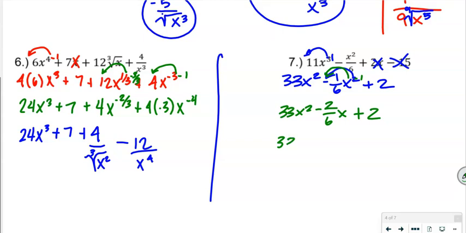So this is going to be 33x squared. And this can be reduced to minus x. It would be 1, right? Okay, maybe I should do that first so you guys can see it. Minus 1/3 x, which would make the x on the top, right? So if we were to simplify it, it would be 33x squared minus x over 3 plus 2.